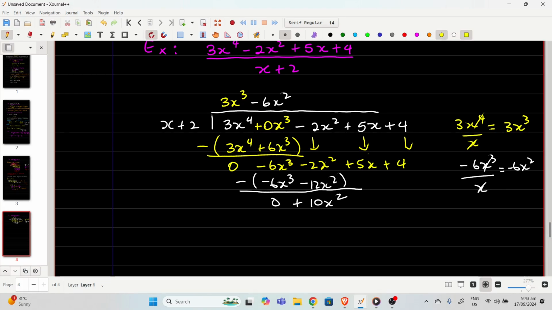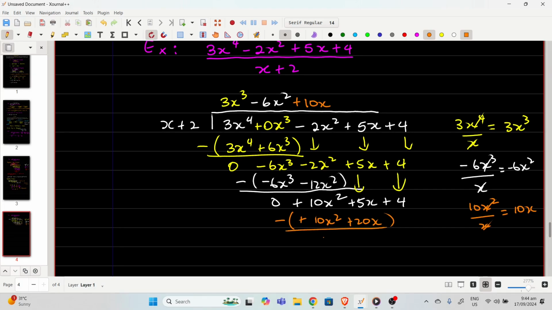Bring down the rest, which is positive 5x plus 4, and then we have 10x to the second power divided by x, which is going to give us 10x. I'm going to put positive 10x here. Positive 10x by that is going to give me positive 10x squared, positive 20x. Work that out, that's going to give me 0.